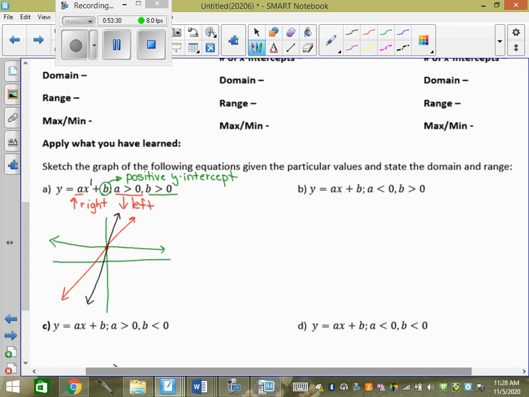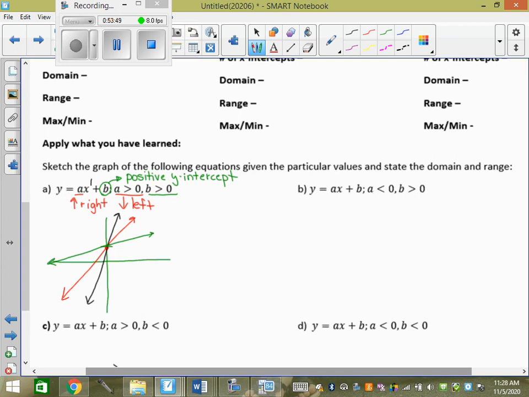Could I draw that? No, because I'm not up on right. But I could make a little bit of an adjustment and draw it like that, and I'd be accurate, because it's still up on right, down on left. Barely, but it still is. Okay?